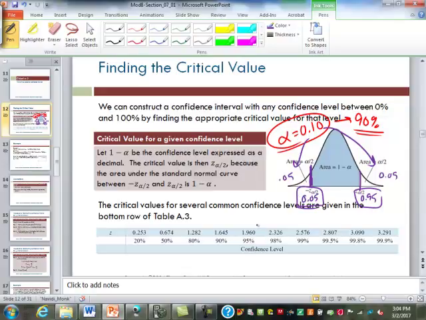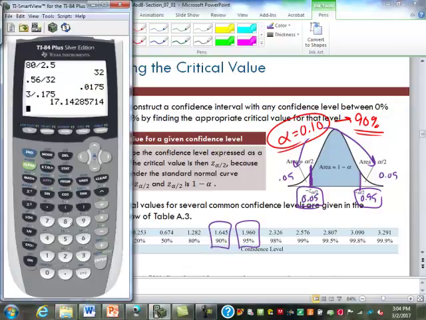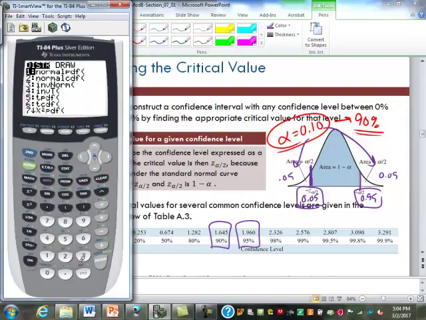So we already found for a 95% confidence level, 1.96 is the critical value. For 90%, if you did an inverse, let me pull this up here. Let's do second distribution, inverse normal of 0.05. This would be for 90%. It's going to give us 1.645 if we round it to 3 decimal places.